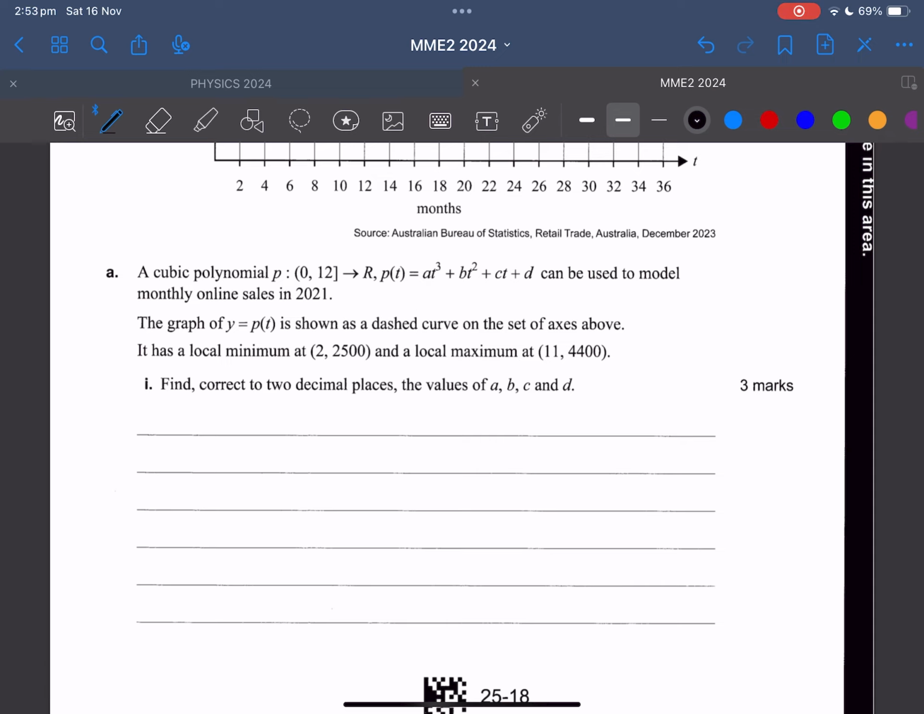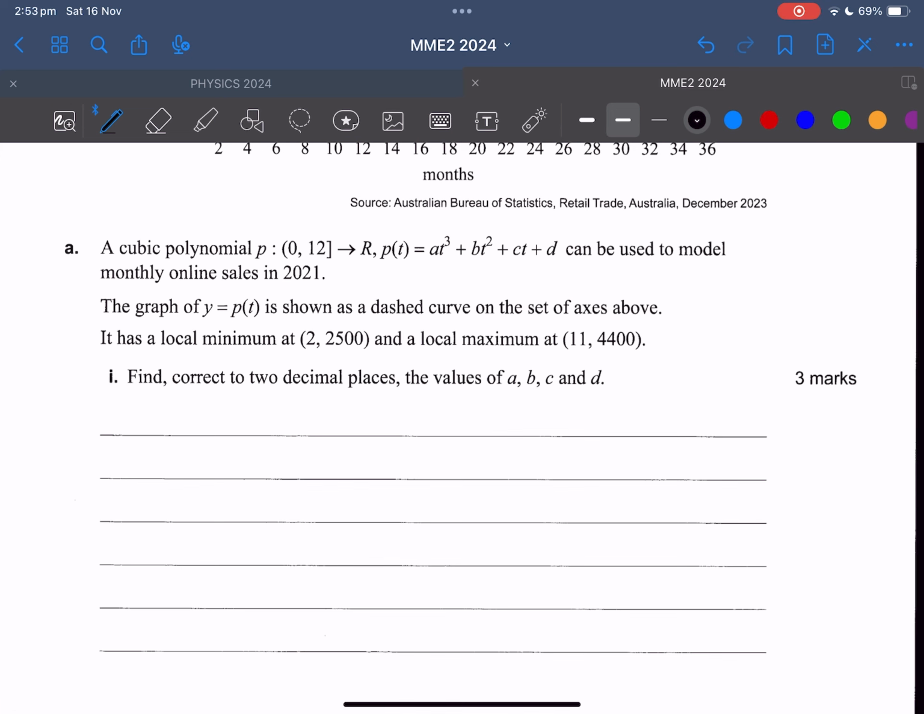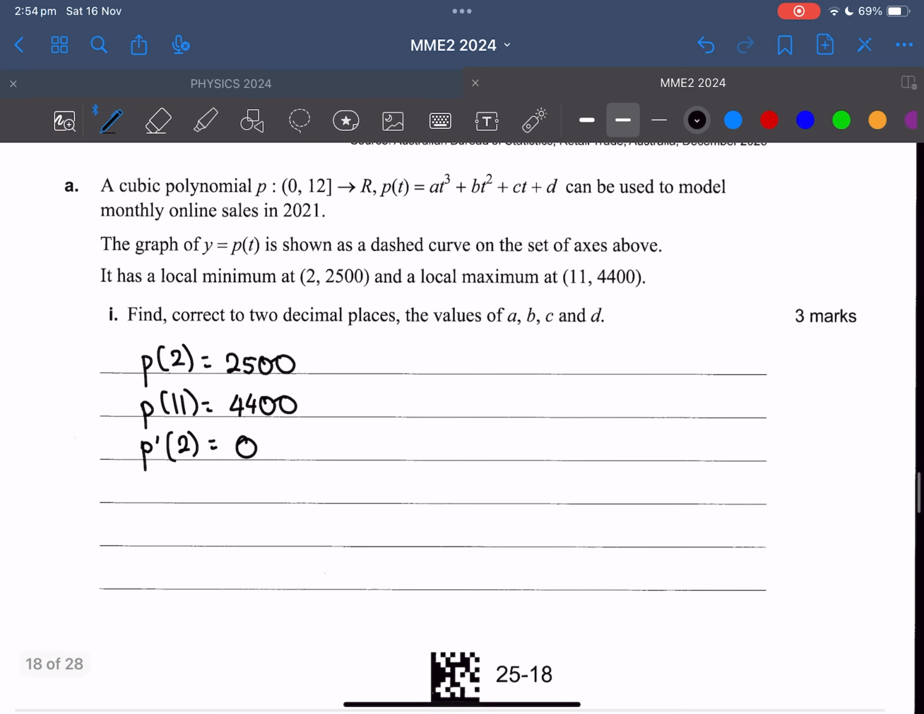Well, we already have our four conditions given. So we know that P of 2 is going to be 2500. P of 11 is going to be 4400. P dash of 2 equals 0, because there is a local minimum, so a stationary point, and that's why the gradient is going to be 0. And the same thing for the derivative at 11 equals 0, because again it has a local maximum, meaning 0 gradient. So using these four conditions, we can easily find the values of a, b, c, and d.